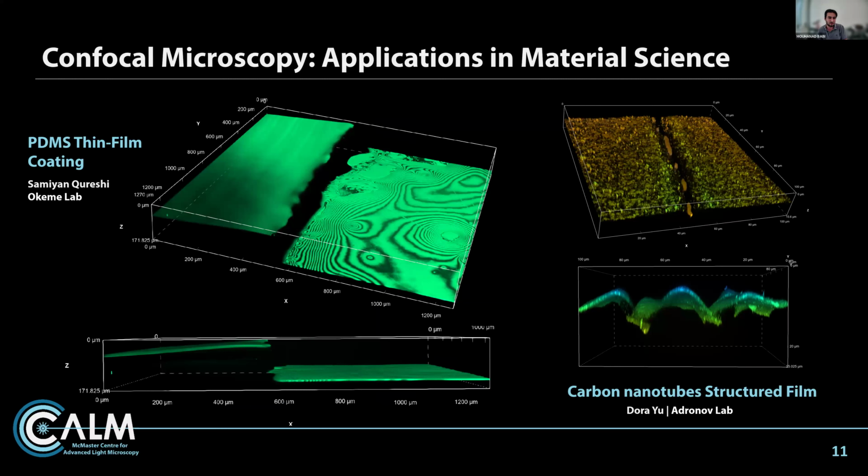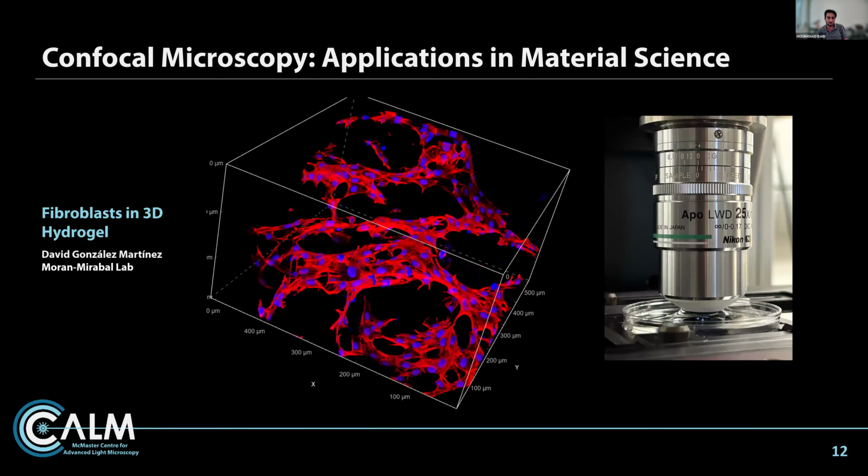For example, in this case, the confocal was used to measure the thickness of a PDMS film that's been spin coated on a glass substrate, but on only half of the substrate. So we can look at the way that the laser is actually reflecting off of the different interfaces within the sample and look at the thickness of the film based off of that PDMS to glass interface. You can also use the confocal to look at the topography and the structure of different electrodes or other surfaces that you might be fabricating in the lab.